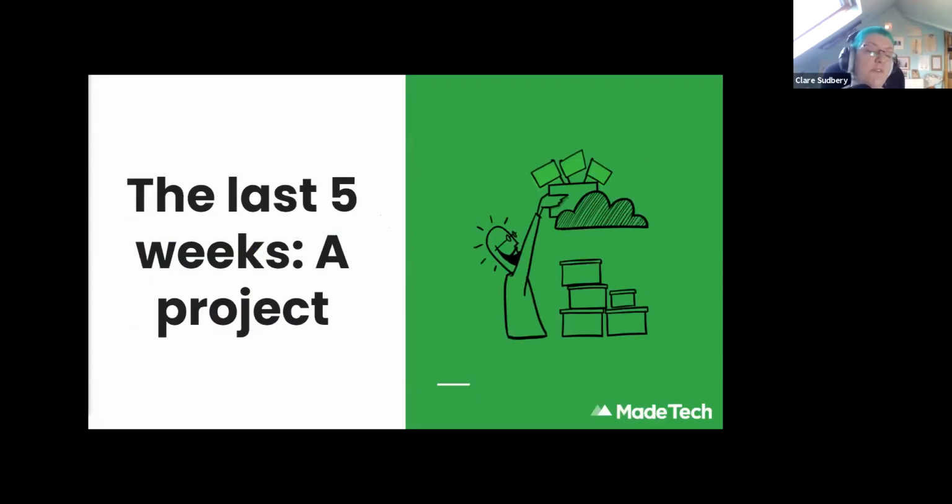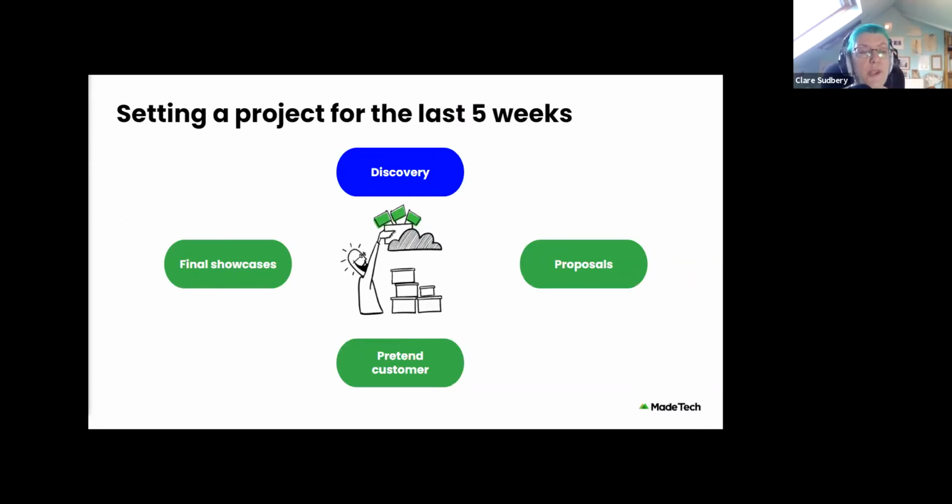And then I've mentioned it several times, but for the last 5 weeks, we give them a fictional project. So they spend a short period of time discovering what it is that they need to build and what the issues are and who the users are and what matters. We then ask them to deliver proposals, as they would in the real world, to our clients, to propose how they will go about building these projects. We have fictional customers, that bit's hard because none of us are that great at acting, but we do our best to pretend to be clients.